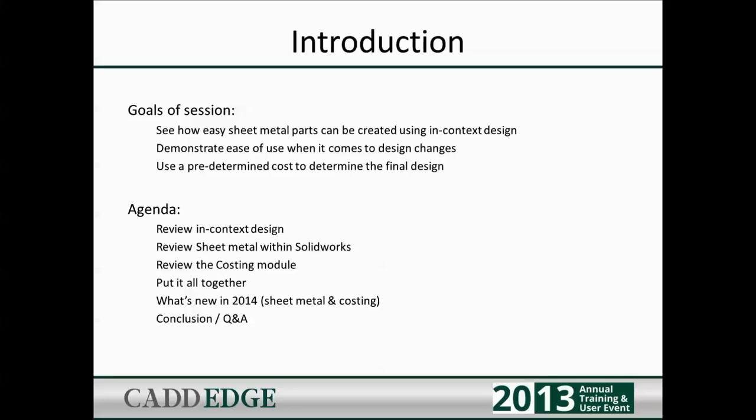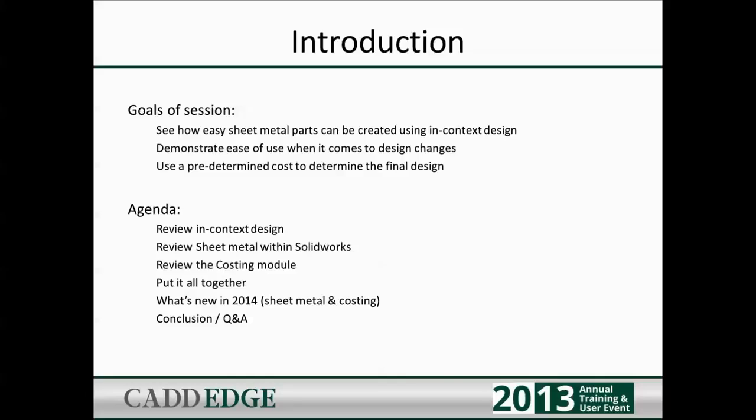So this session, what's the goal of it? We're going to see how easy sheet metal parts are created within an assembly or using in-context design. We're going to see what happens when design changes are made and how that affects the parts. And then we're going to see how the costing module can help us determine what our part will be and use that as a guide to help design.